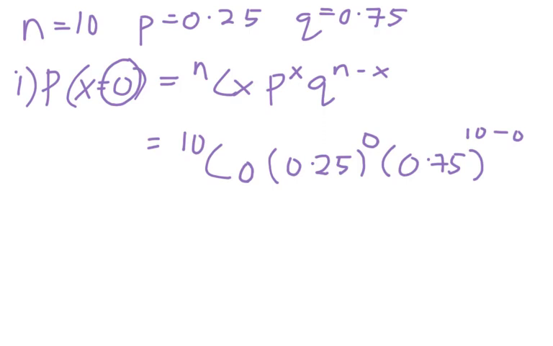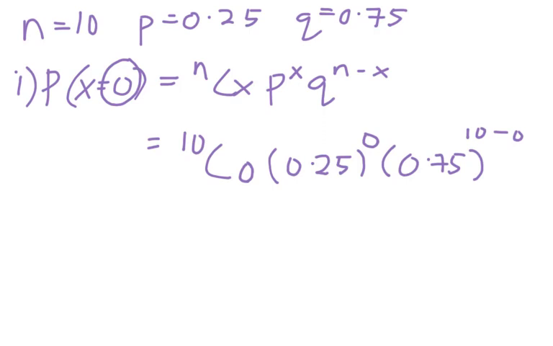We use a calculator to calculate the probability. For the C in your calculator, you press Shift and then the divide button, and then you will come up with C. So you have 10 C, which is Shift divide, and then 0, and then you multiply, put bracket 0.25, close bracket, to the power of 0, and then again multiply. For q you put bracket 0.75, close bracket, to the power of 10, which is 10 minus 0, so to the power of 10.